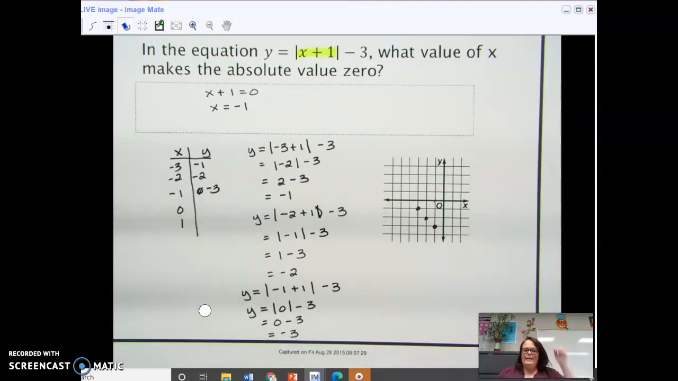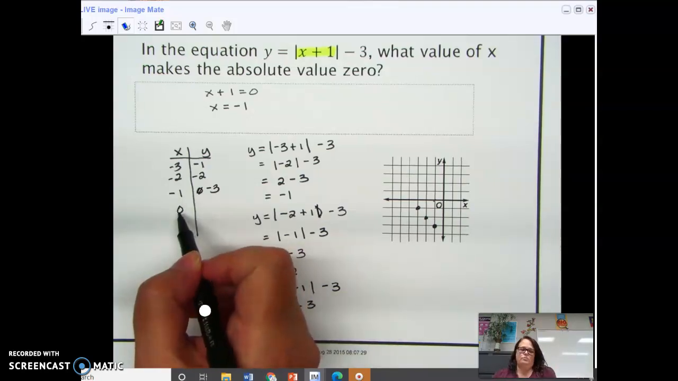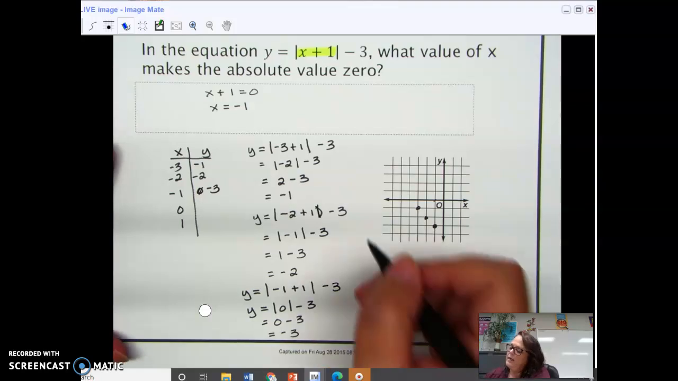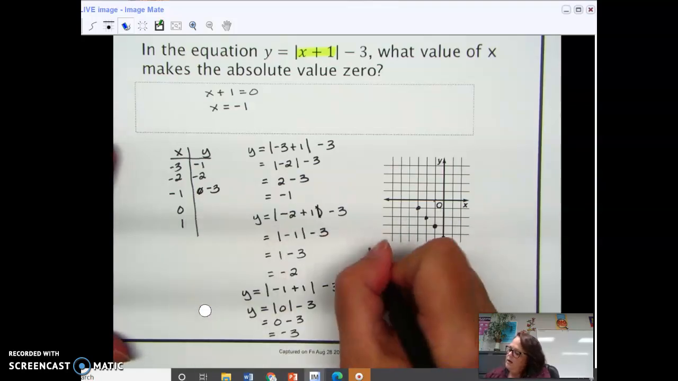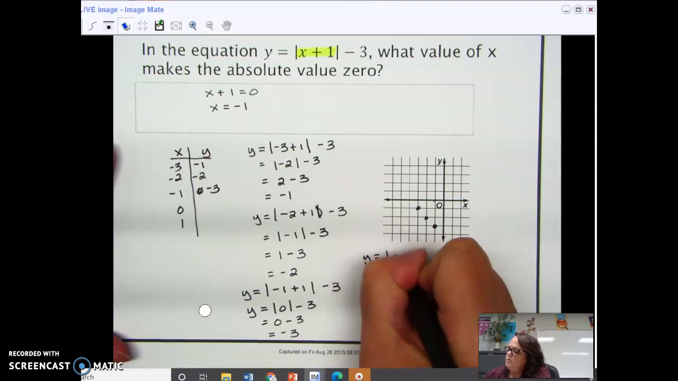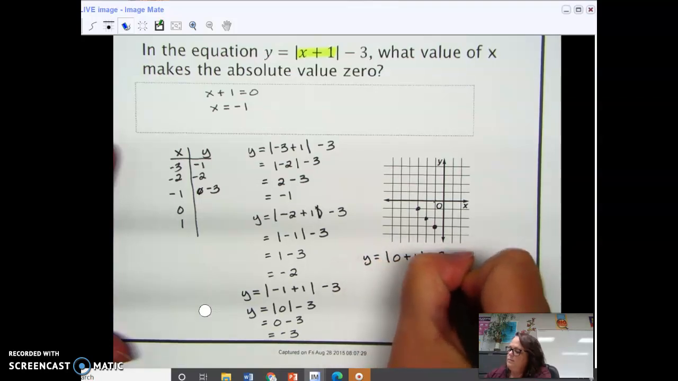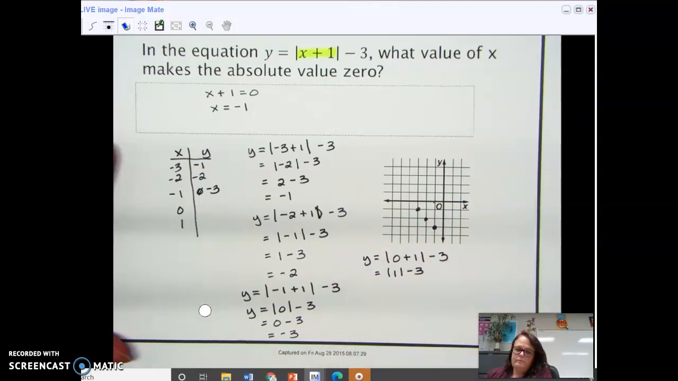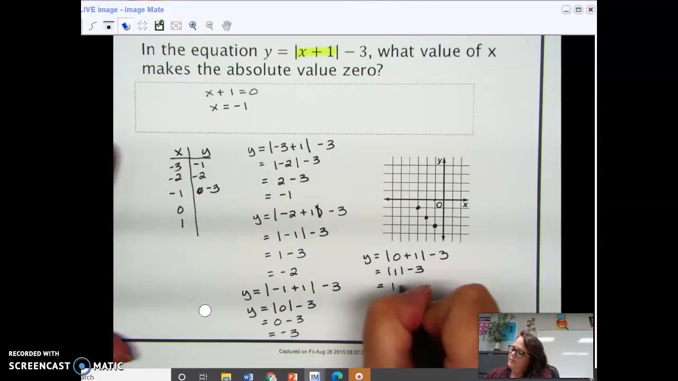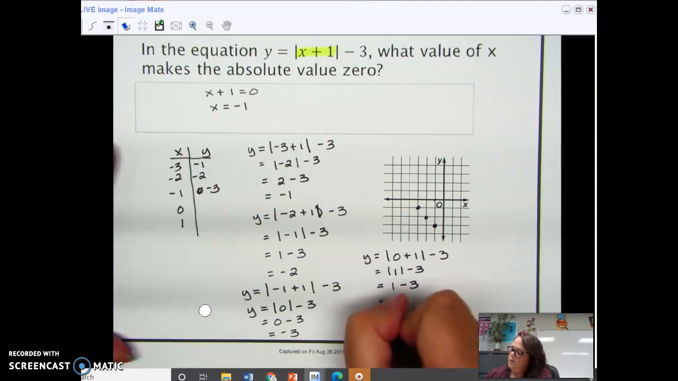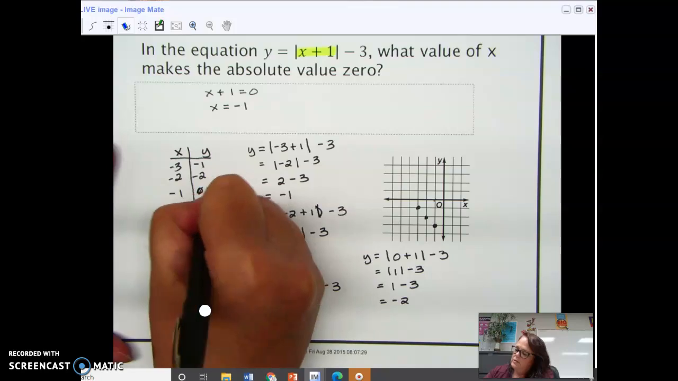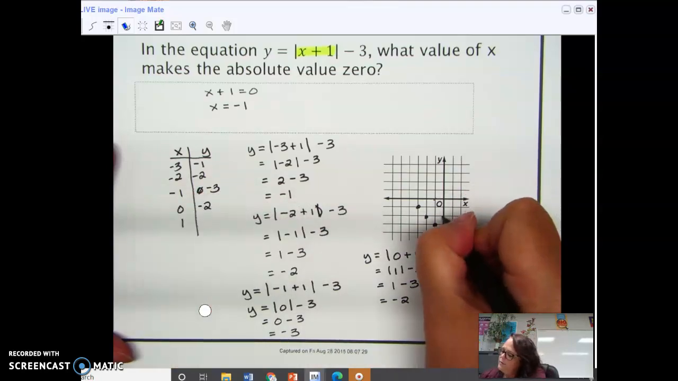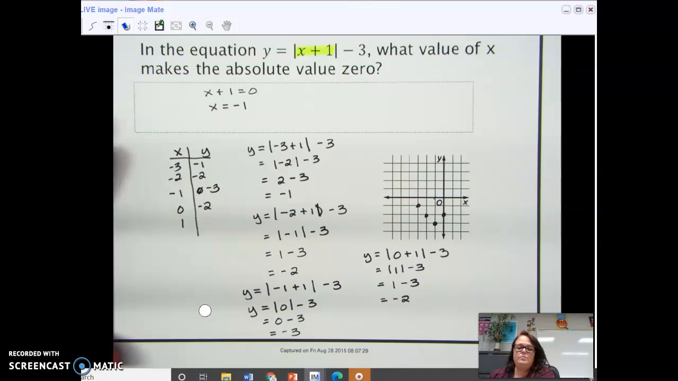So right now it looks like it's going to be a line, but something's going to happen once I flip to the other side of my centerpiece. And this is why we made negative 1 the middle value. So if we talk about 0, we're going to say y is equal to the absolute value of 0 plus 1 minus 3. So 0 plus 1 is 1. The absolute value of a positive number is still positive, and then 1 minus 3 is negative 2. So that means I have a point at 0, negative 2. And notice we're getting this nice pretty V shape now instead of a straight line.